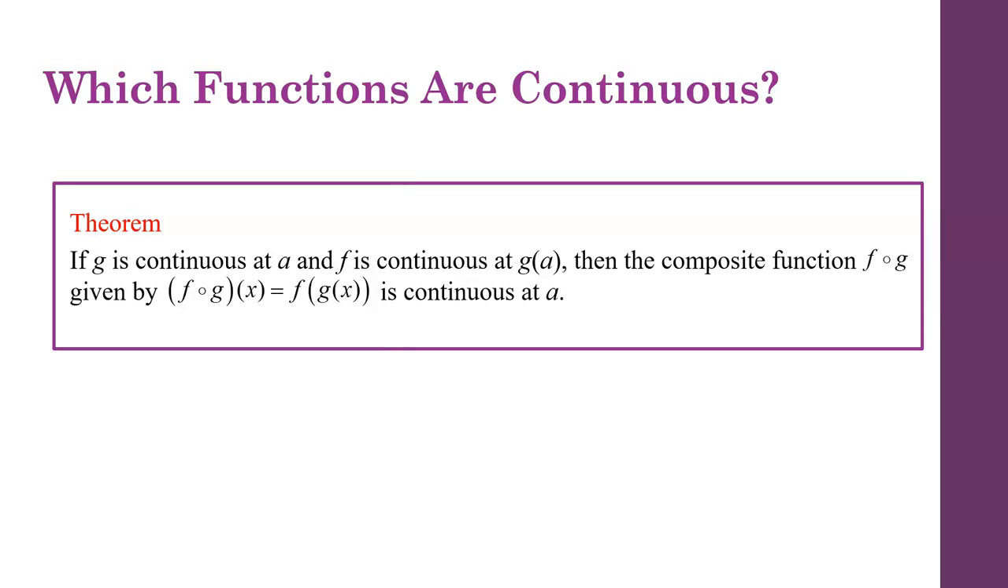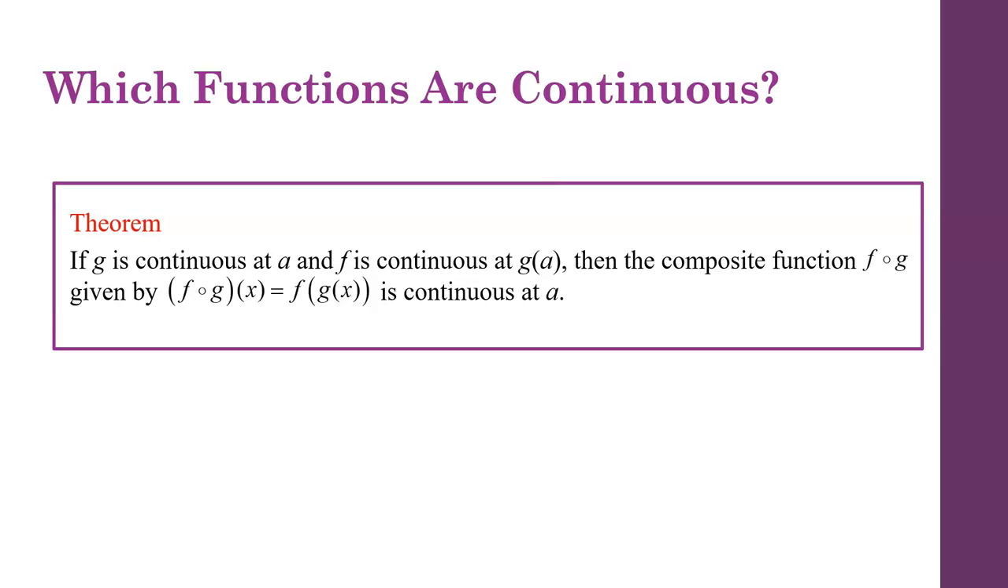Okay, so our next theorem says if I have a continuous function g at a and f is continuous at g of a, right? So find g of a, and whatever that value is, f would be continuous there. Then the composition of those functions, f of g of x, is continuous at a, right? So as long as g is continuous and f is continuous at g of a, then the function composition would be continuous at a.